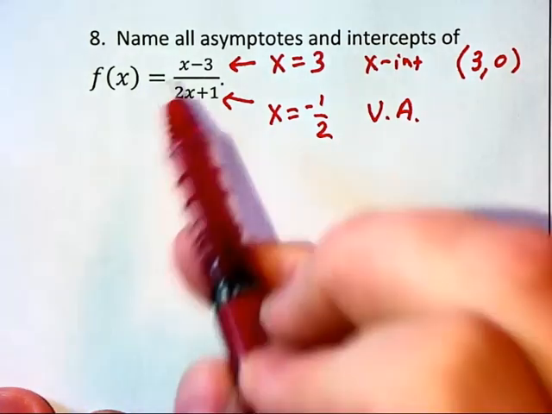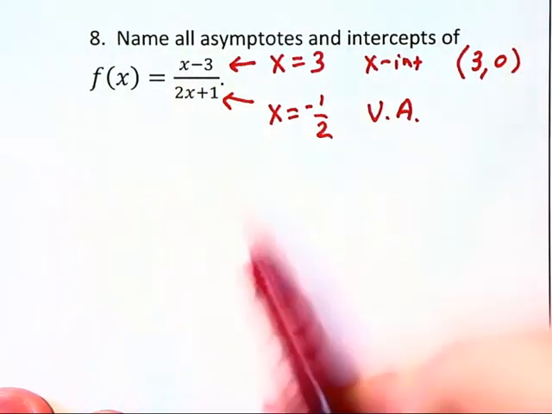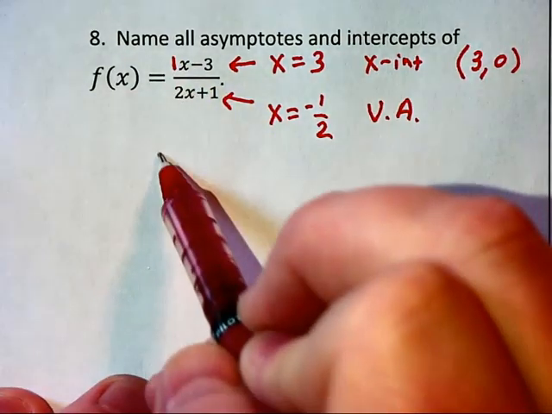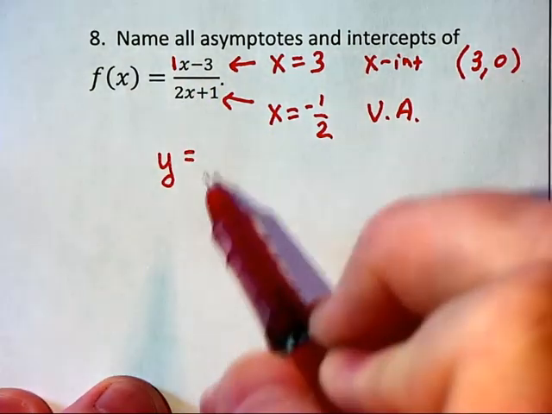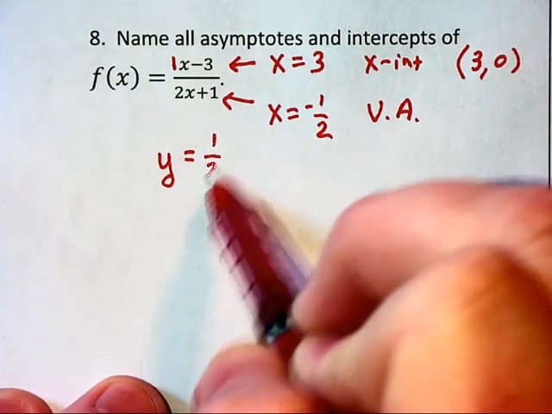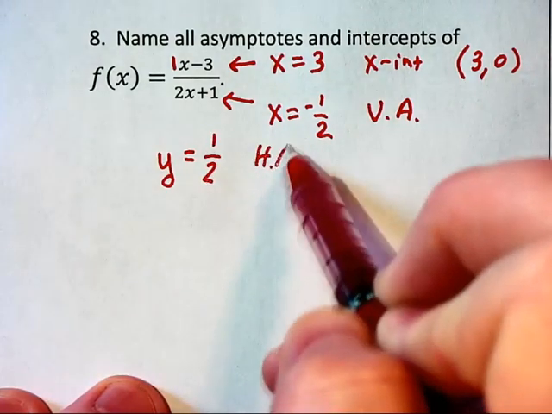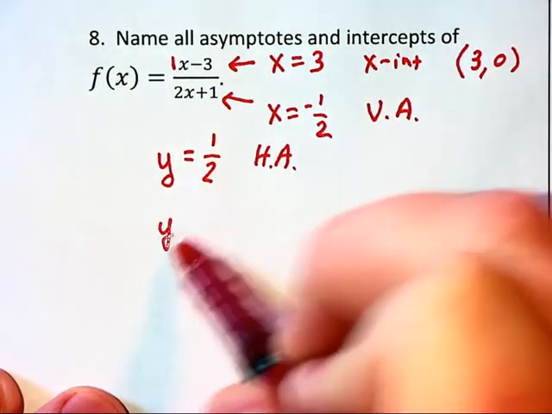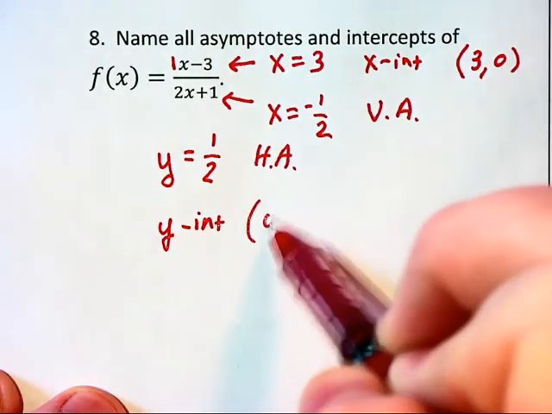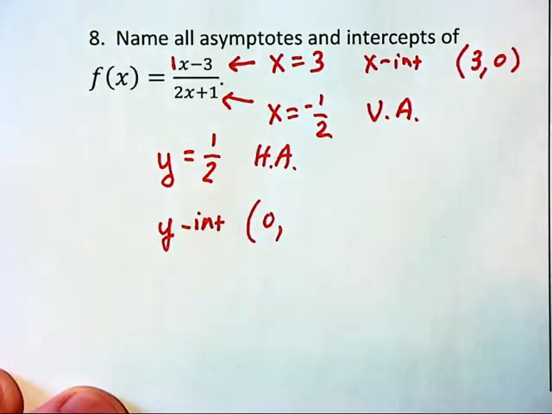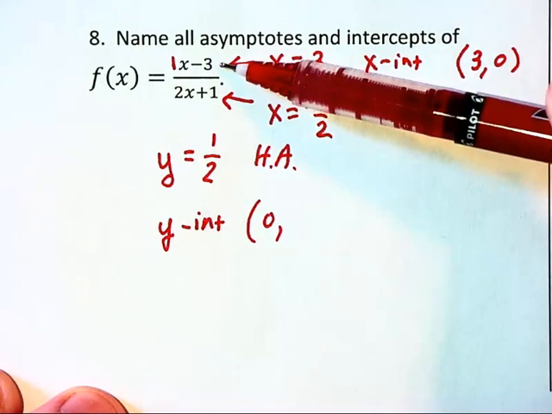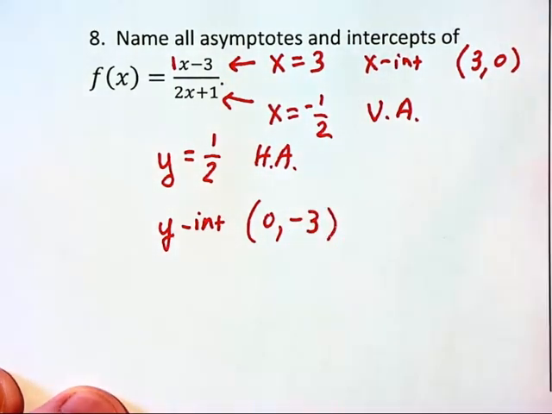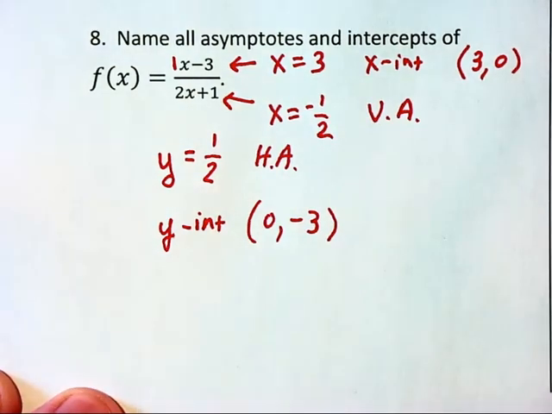We then look at the degree of the numerator and denominator, and since it's the same, the ratio of the leading coefficients 1 and 2 becomes the value for the horizontal asymptote. We'll have y equals 1/2 is the equation of the horizontal asymptote. If we want to find the y-intercept at last, we let x be 0, substitute that into the numerator to get -3 and the denominator to get 1, so -3 over 1 is -3, and (0, -3) is the y-intercept.